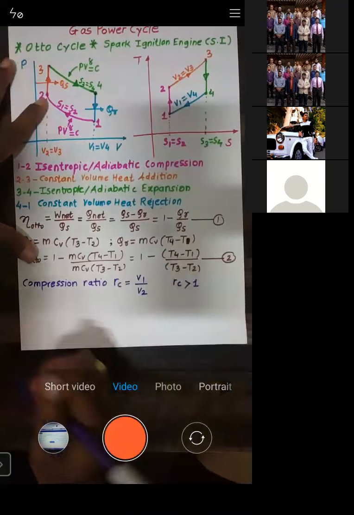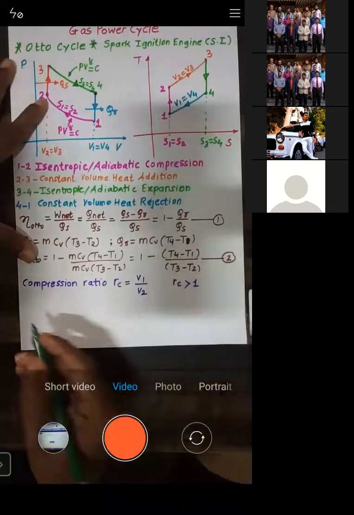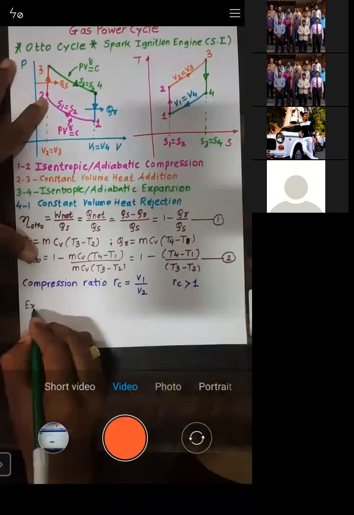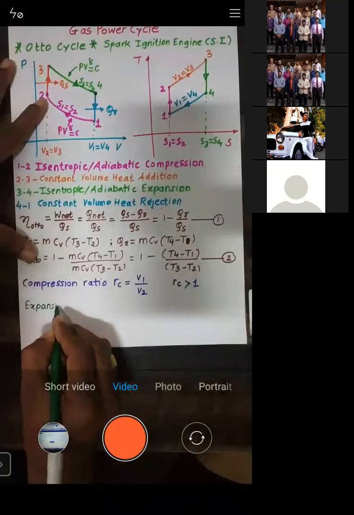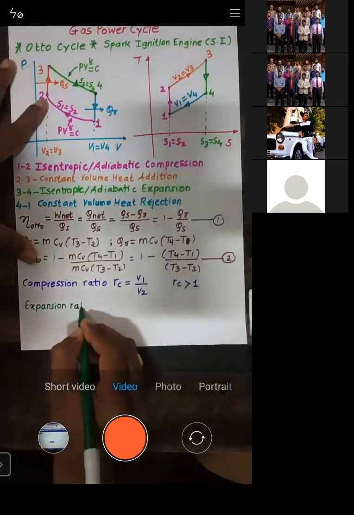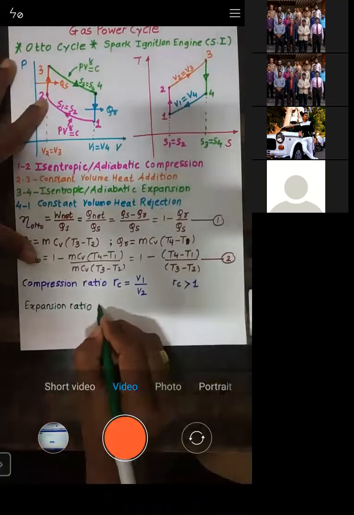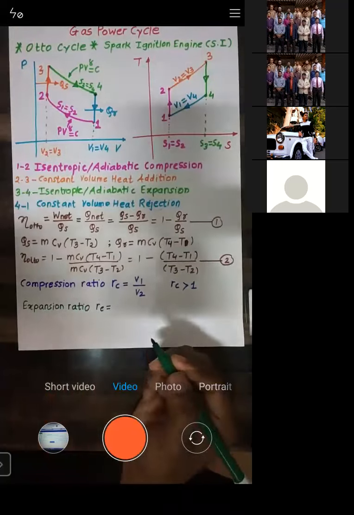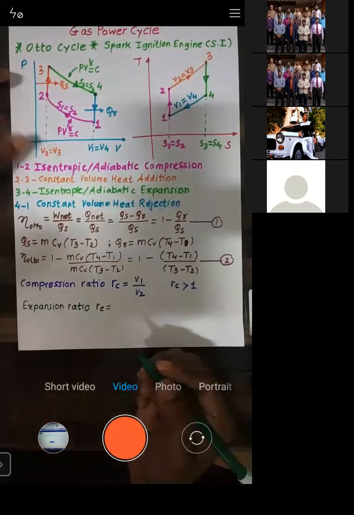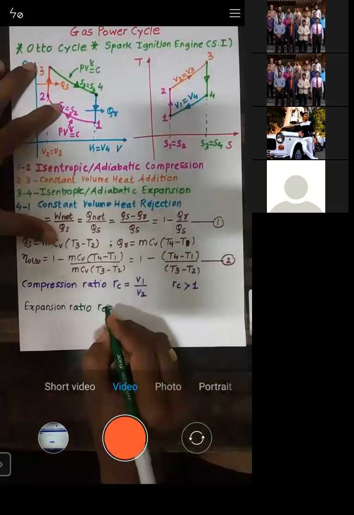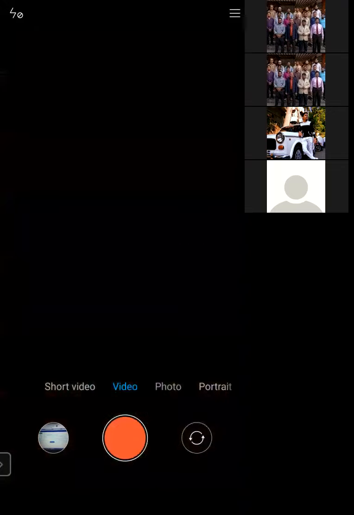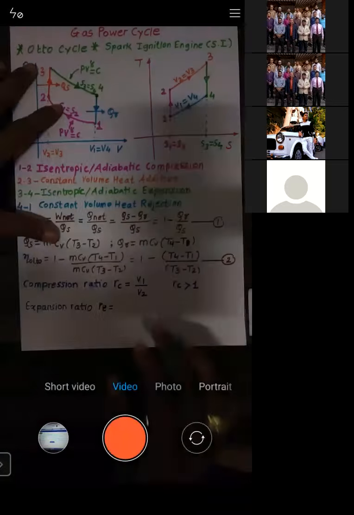There is one more ratio, called expansion ratio. Expansion ratio is indicated by RE.